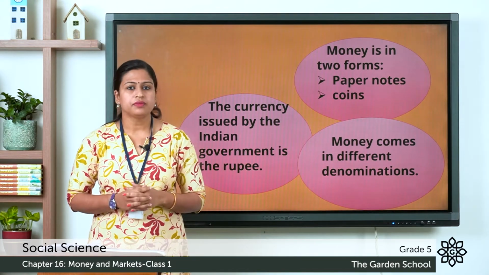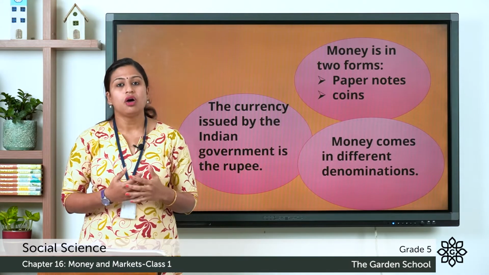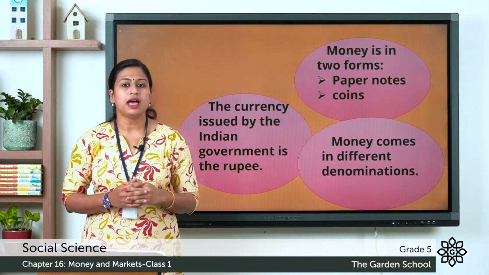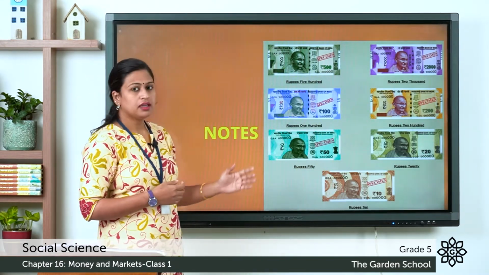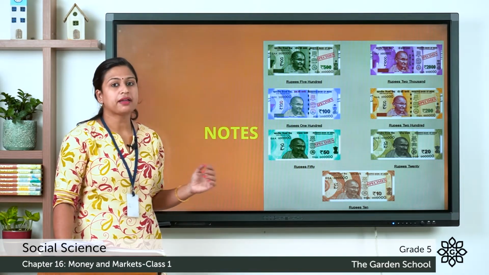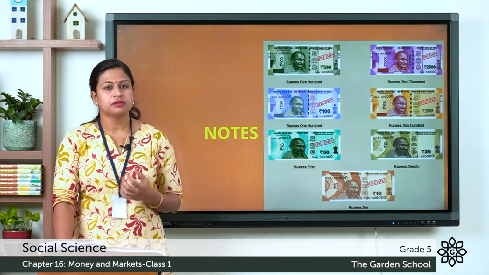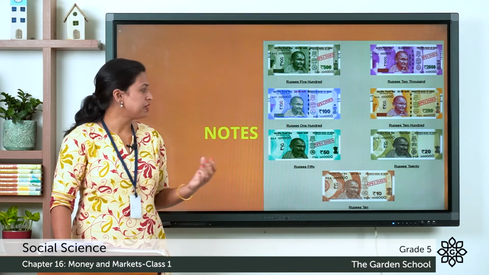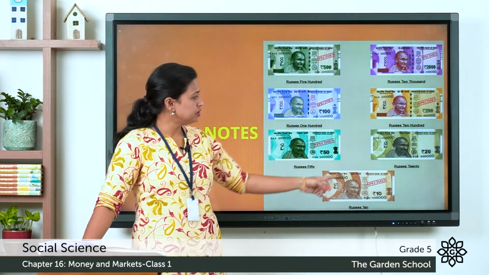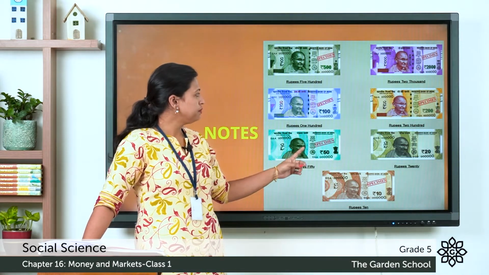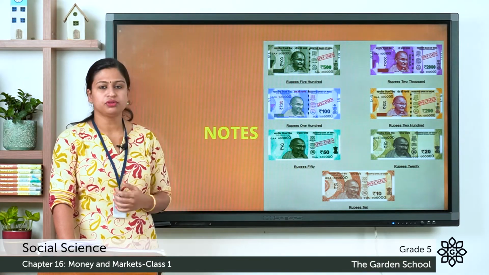Now in India, the Indian government issues the Indian currency, that is rupee, and this money has different denominations. So here you can see the different denominations of bank notes. What do you understand by this word denomination? It means the value of a particular coin or bank note. So here you can see 10 rupee note, 20 rupee note, 50 rupee note, 100 rupee note, 200 rupee, 500 rupee and 2000 rupee note.